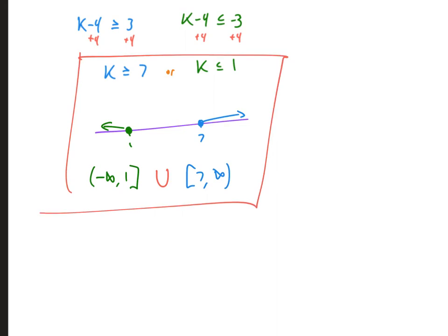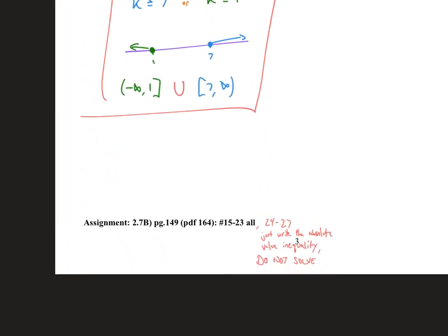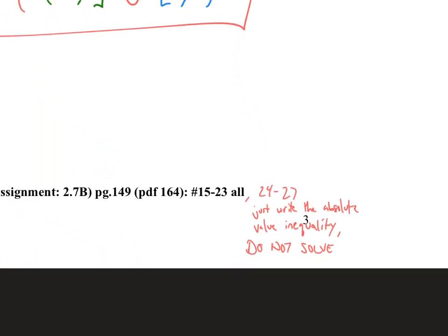All right. So a pretty easy lesson. I want you guys to add a couple problems onto the assignment. So the 15 to 23, and then I want you guys to do 24 through 27. But on those, I just want you to write the inequality. You don't need to solve them. So they're going to be just, okay, easy peasy.